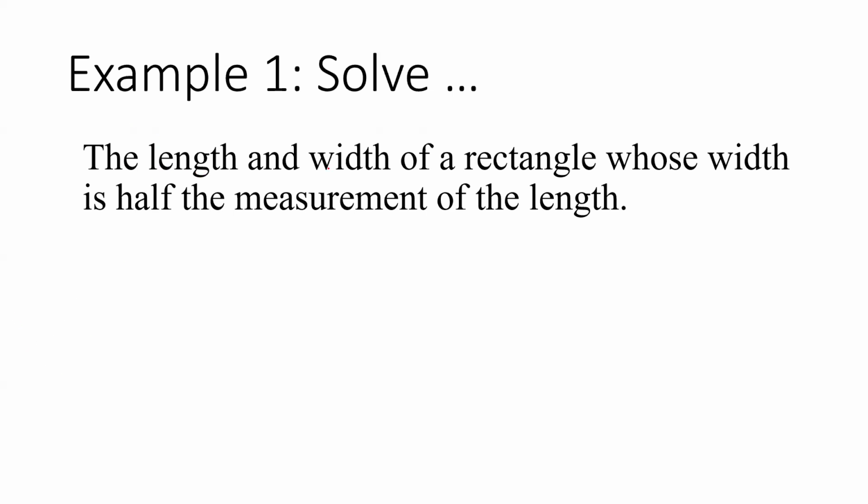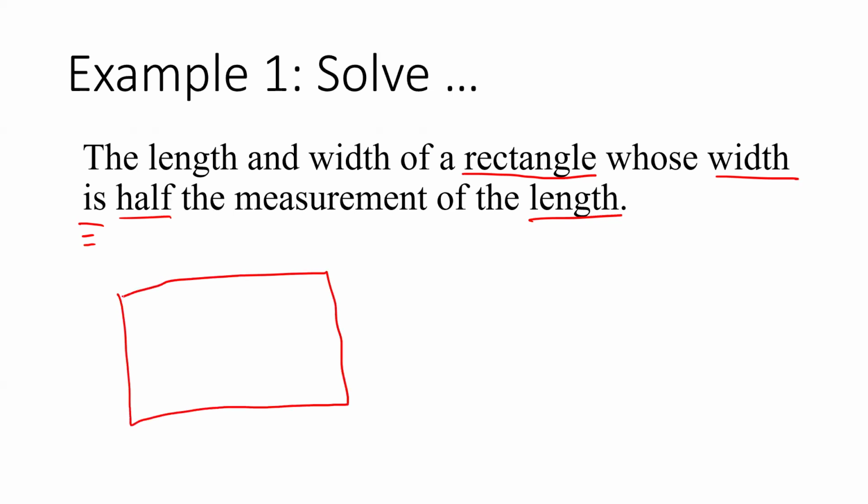So we're going to mark the text. We have a rectangle, and the width is half the measurement of the length. Anytime it says "is," you want to think of this as an equal mark. So W is, W equals. Does that make sense? All right. So we're going to draw our rectangle and label what we know. This is our width. This is our length. And we know that our width, so W, is half of our length. Does that make sense? So that's interpreting what's being given to you.